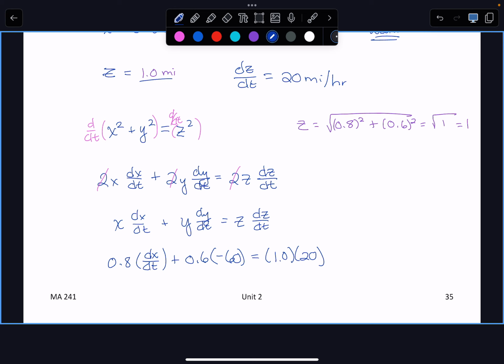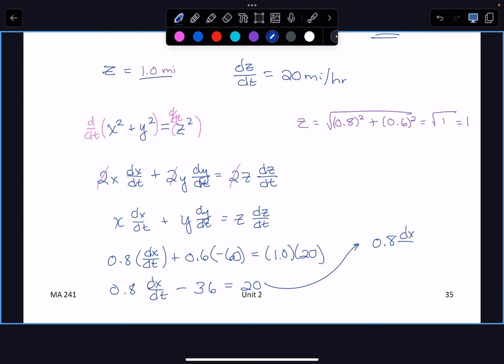So what I'm going to get is 0.8 dx/dt minus, I'll get the right sign, 36 is equal to 20. So if I come over this way, I'm going to get 0.8 dx/dt is equal to 56, which is going to give me dx/dt equal to 70. What's my units on there? Yeah, miles per hour. So that means that that car is racing away at 70 miles per hour.